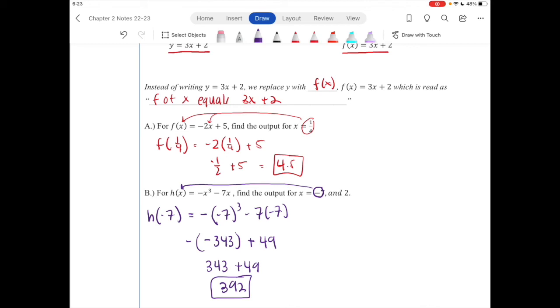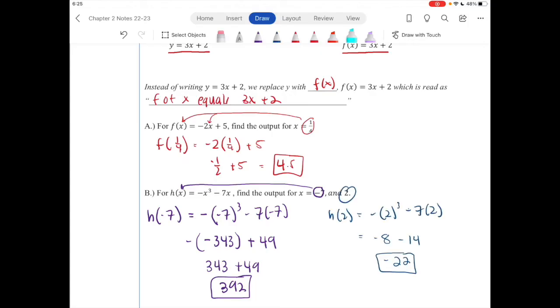Pause the video and give it a try with plugging in 2 instead of -7. The notation should be h of 2. Then you're just going to plug in a 2 for x in each spot in the equation. Order of operations, and you should end up with -22.